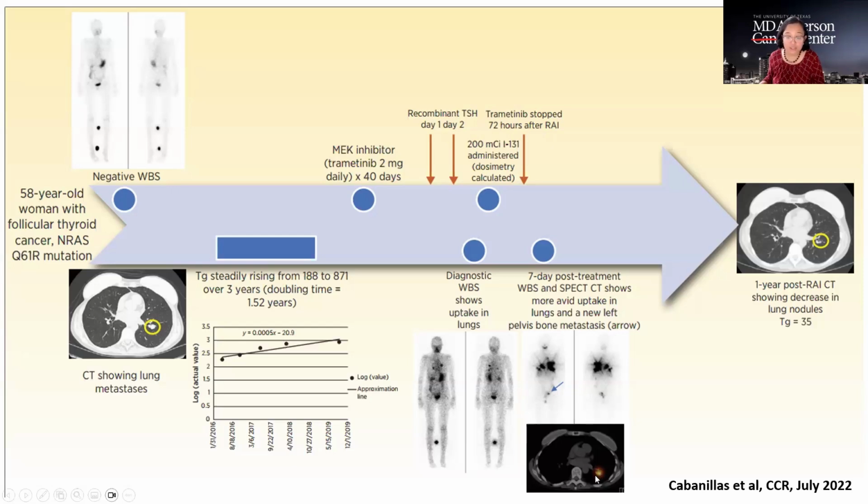But the SPECT CT showed this lung nodule. And then 1 year after radioiodine, the thyroglobulin dropped to 35. So you see from 871 it came down to 35, and the lung nodule is barely visible. Where it was here, and where is it now? Impressive response, right?